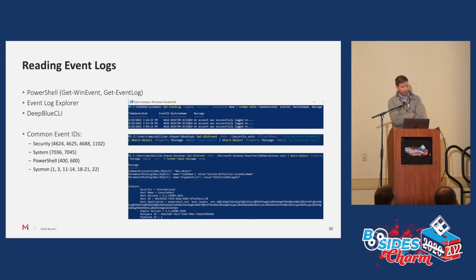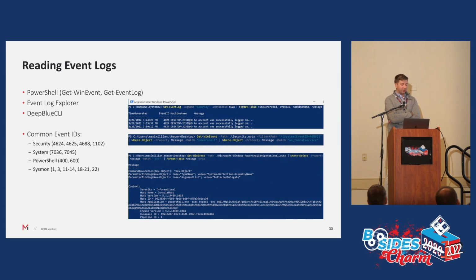Another kind of cool one as well, there's a tool called Deep Blue CLI. I think it's put out by SANS, and one of my coworkers made me aware of it maybe two or three months ago. You can throw the kitchen sink at it when you're doing event log analysis, and it'll show you anomalies in the Windows event logs, which is kind of cool. But there are some common Windows event IDs you might want to focus on.